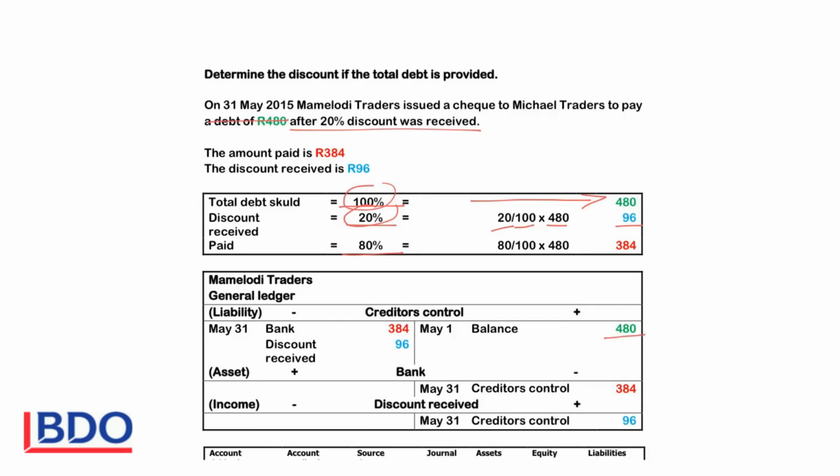We will debit creditors control to reduce the liability with the 384 that we pay, and we will credit the bank with the 384. Then we will also decrease the creditors control with the 96 Rand, and we will credit discount received with 96 Rand to increase the income on the credit side.